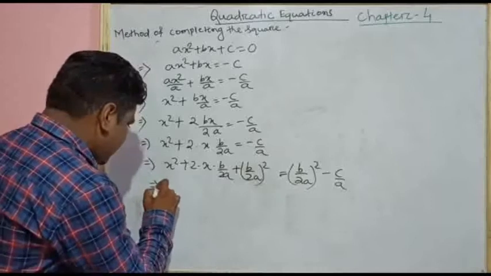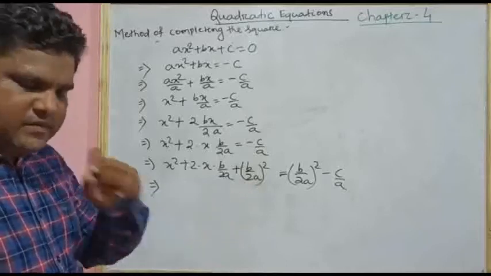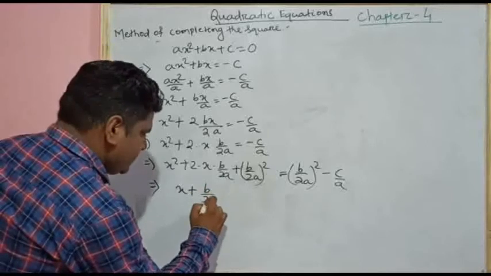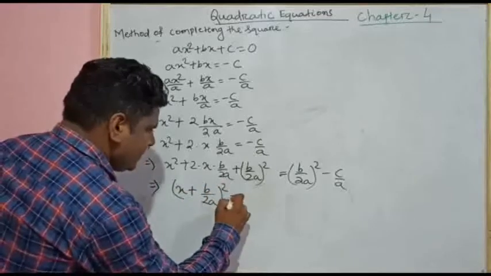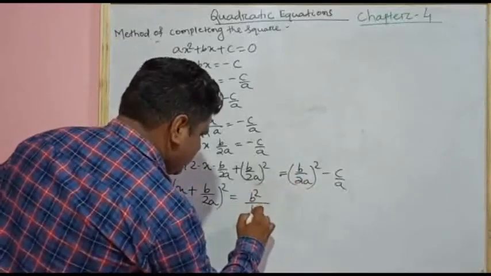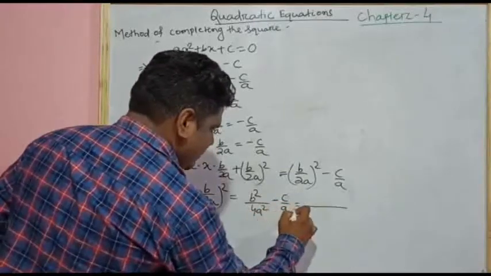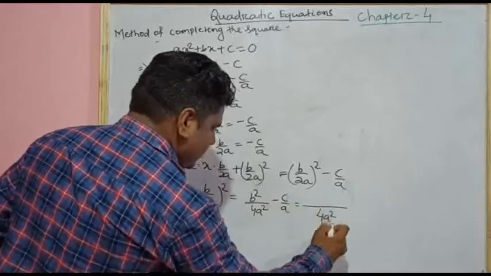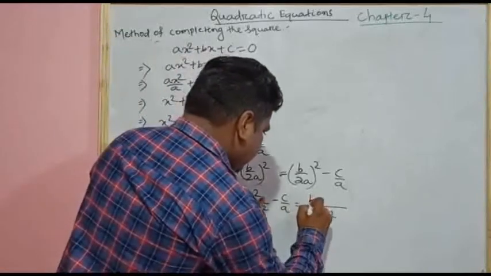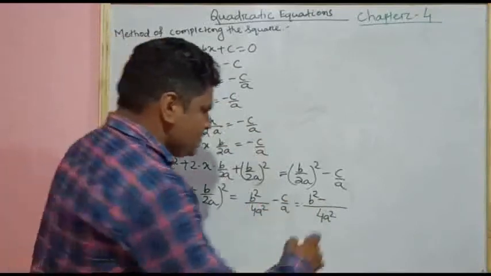So now it is in the form of a square plus 2ab plus b square. So it will be a plus b whole square. In this case it will be x plus b by 2a whole square is equal to b square by 2a square, that will be 4a square, minus c by a. Here LCM will be 4a square. 4a square divided by 4a square is 1 into b square is b square, minus 4a square divided by a is 4a into c is 4ac.